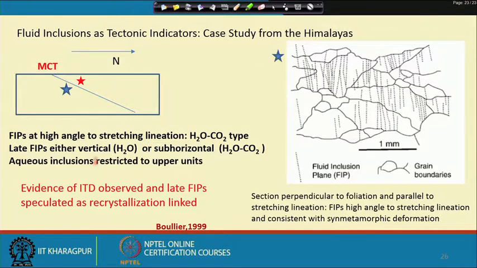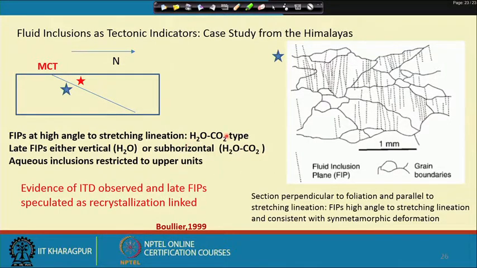So, here what was observed was that the fluid inclusions conform to evidence of isothermal decompression, observed in the late fluid inclusion planes, and this was speculated to be linked to recrystallization, like the situation we discussed before in the case of the Sardinian examples, where the earlier inclusions trapped in the subhorizontal fluid inclusion planes containing the H2O-CO2 type were later recrystallized with the recrystallization of the host quartz, and evidence of isothermal decompression was observed in them.